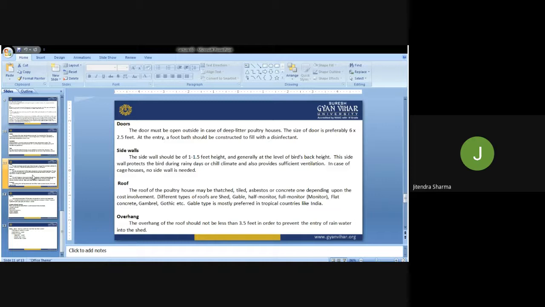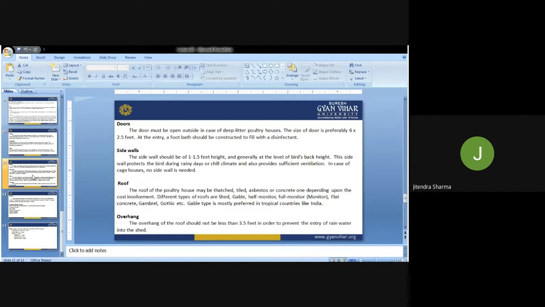Then the side wall should be 1 to 1.5 feet in height, generally at the level of the bird's back height. This side wall protects the birds during rainy days or chilly climate, although it provides sufficient ventilation. In the case of cage houses, there is no need of a side wall, because we are keeping the birds in the cages.